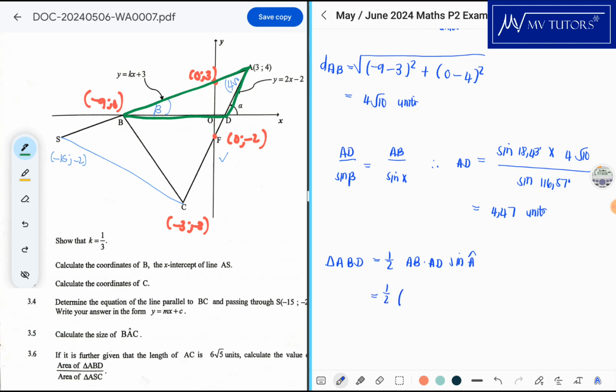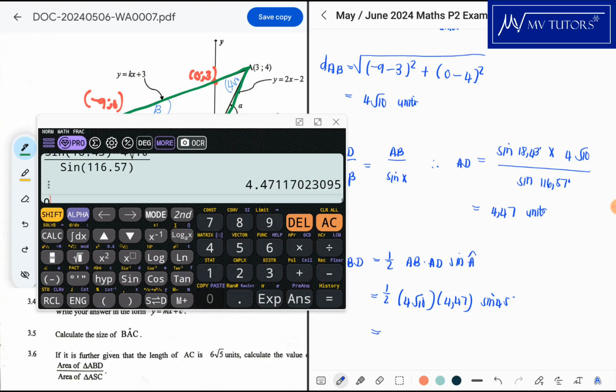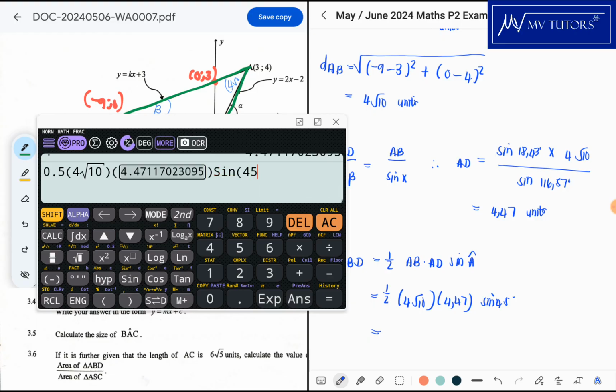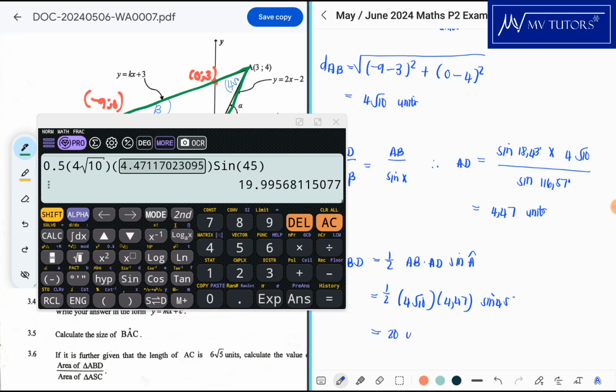So we have a half. AB is 4 root 10. AD is 4.47. And sine 45. So I'm just going to again put that all into the calculator. So 0.5 multiplied by 4 root 10. Okay, and then multiplied by the answer that we got previously. And then multiplied by sine 45. So we get an answer of 19.99568, blah, blah, blah. If you round it up to 2 decimal digits, you're going to get 20 units squared.